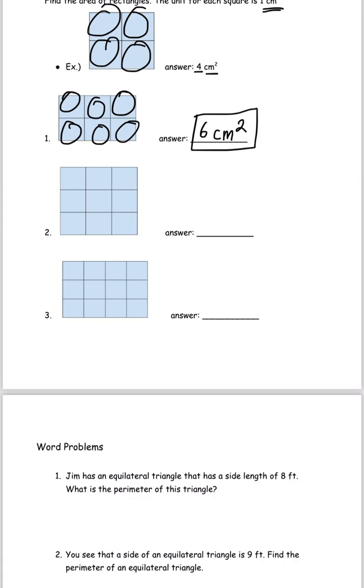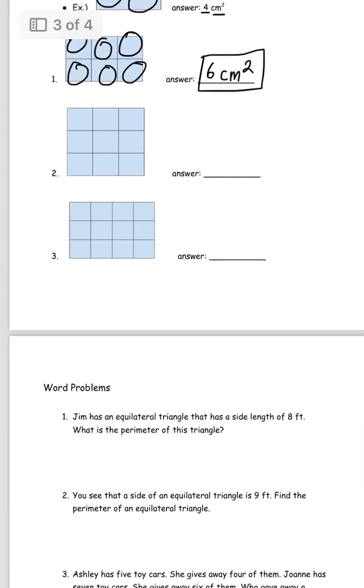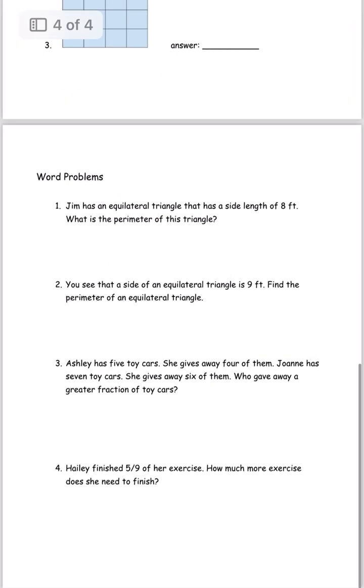So the rest of them, I think you guys could try that. And let's move on to the next page. So we have word problems over here. So let's try number 1. Number 1 says Jim has an equilateral triangle that has a side length of 8 feet. What is the perimeter of this triangle?